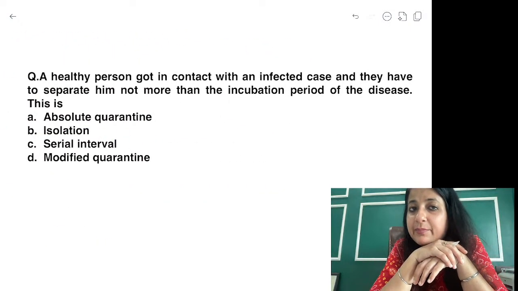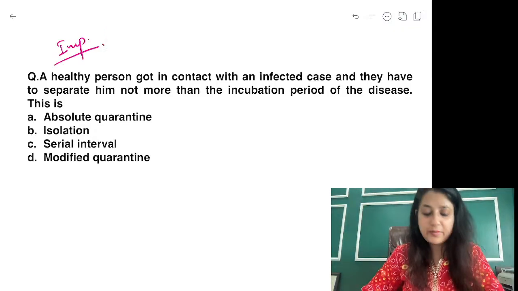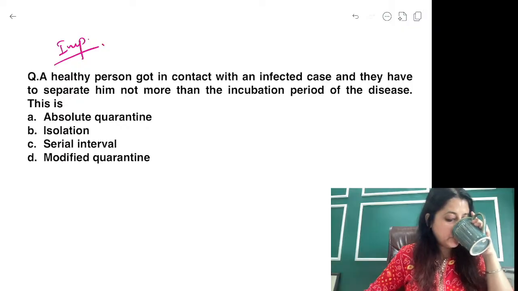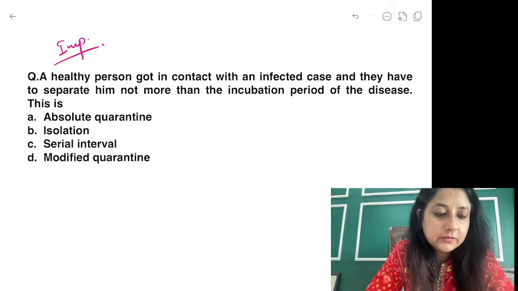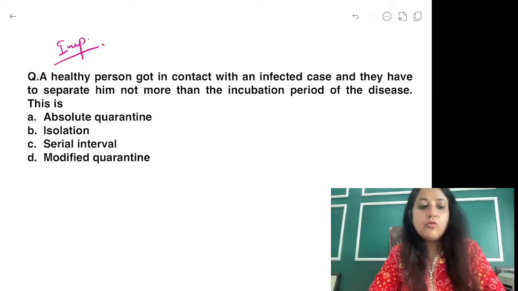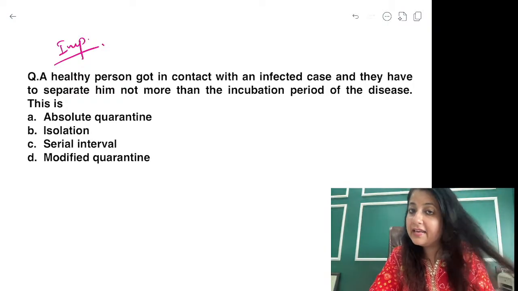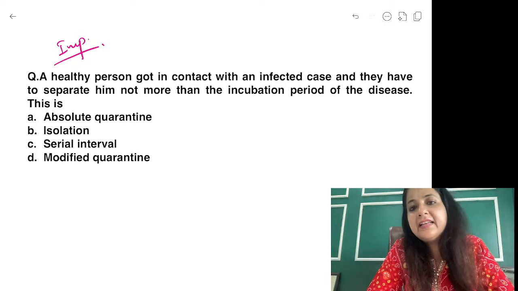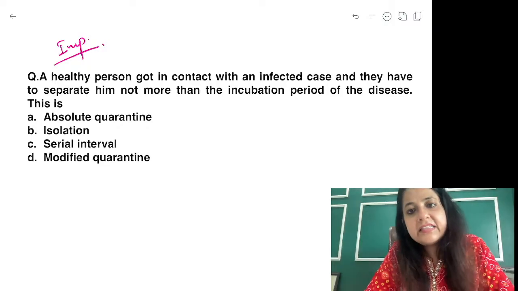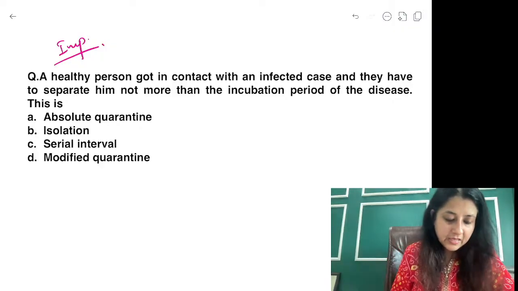What is your answer to this? Healthy person got in contact with an infected case and they have to separate him not more than the incubation period of the disease. This is an important question. You can expect something from this. देखो, सेकेंड अटैक रोकना है, ठीक है? History of stroke है, alright, the damage has been done. अब सेकेंड अटैक, पहले तो स्ट्रोक आ गया है, so already the damage has been done. So whenever you do anything to prevent a recurrent attack also, it is kind of a tertiary level of prevention only, because earlier the damage has been done, तभी तो second heart attack रोक रहे हैं. ठीक है? What is the answer?